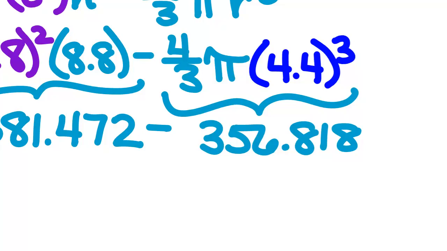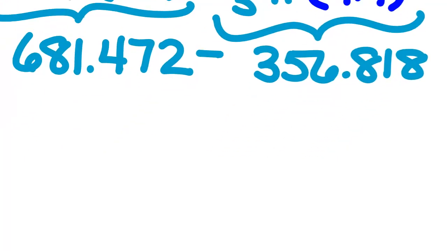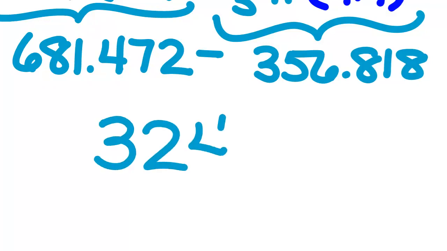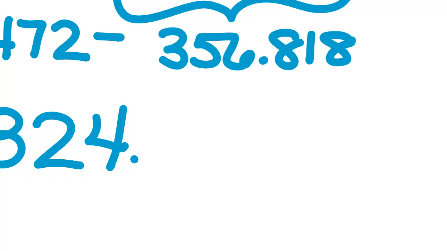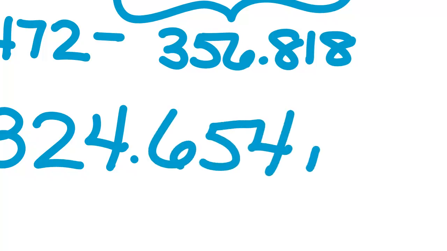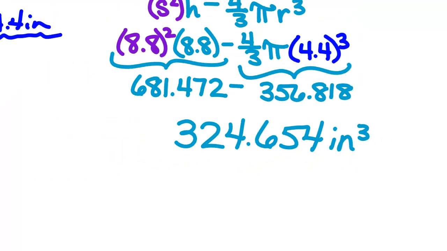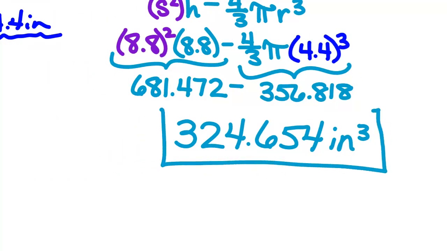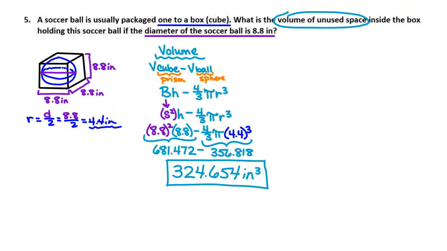All right, so volume of the box, everything that can fit inside the box, minus volume of the ball, because we've got space taken up by that ball, gives us a leftover amount of how much air inside the box. Yes, 324.654 inches cubed. Fantastic. That finishes up the last bit of your notes for 11B. That is the last notes you will take in geometry for the entire year.